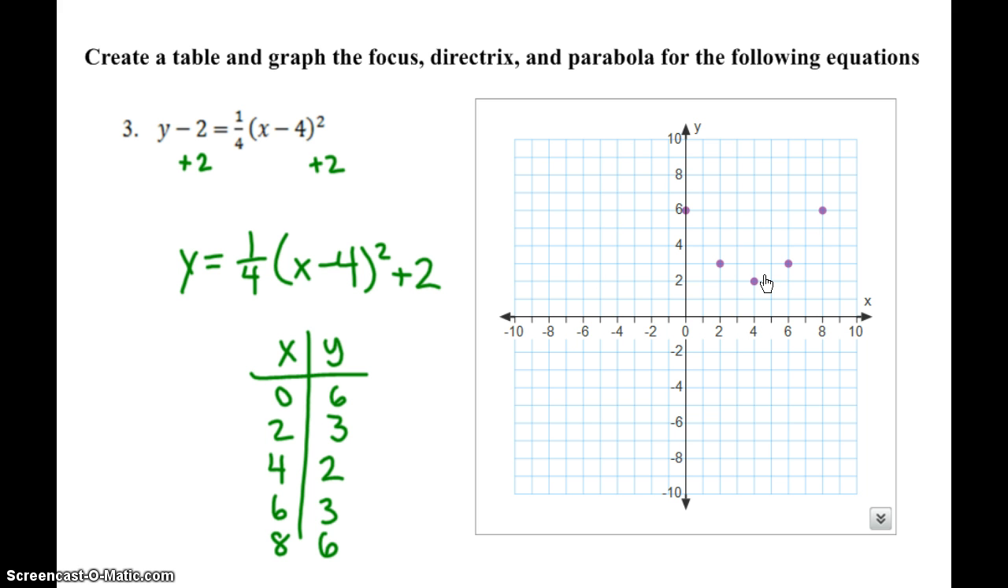Alright, and there is my parabola. Okay, so let's see if I can get a good, nice parabola. It's not perfect, but you get the picture. Now, we also need to graph the focus and the directrix.